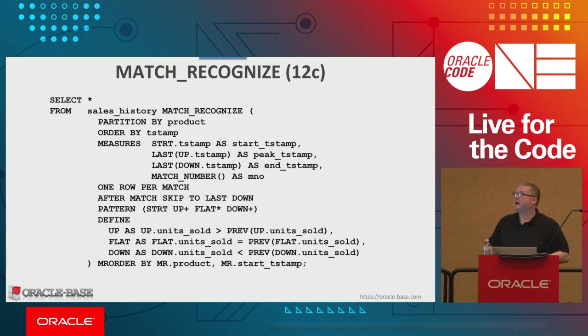So what we can do with pattern matching, and it looks a little bit scary, is we can actually define a few scenarios. So I've defined up as the units sold is higher than the previous units sold, flat is they match, and down is that the units sold has gone down. And then what I've done is I've defined a pattern here that is, the pattern starts and I'm looking for it to go up, flat, and go down. And this will find all occurrences of that in my data. So you might look for a specific thing like a small rise, a drop, a big rise, things like that.